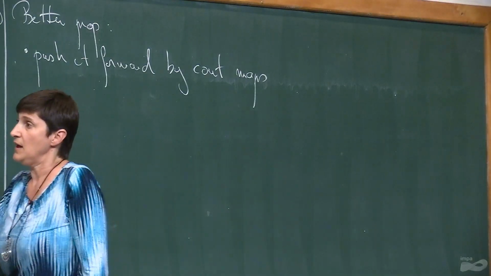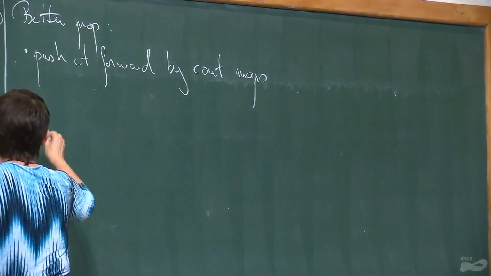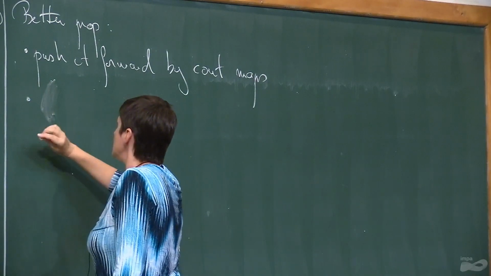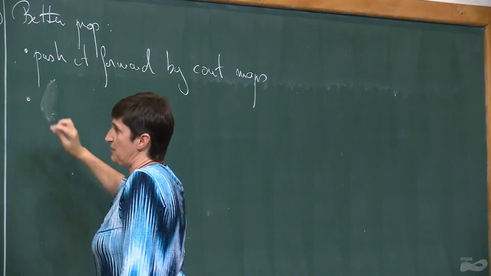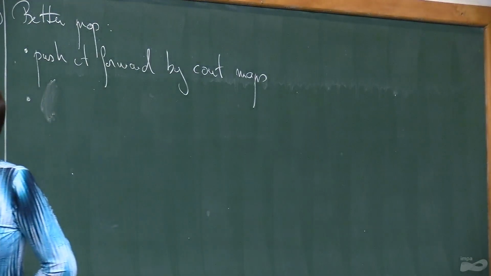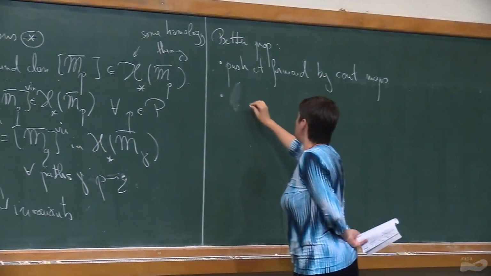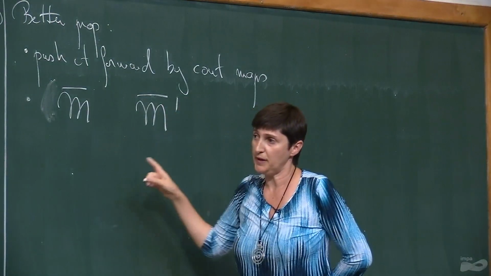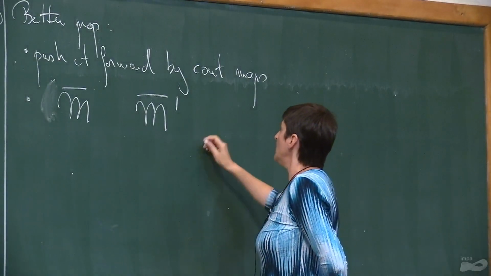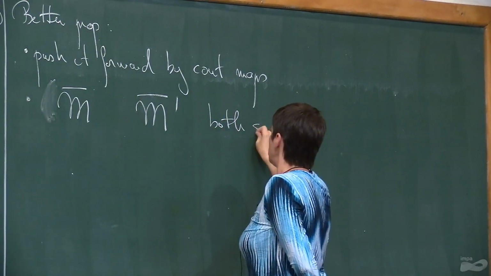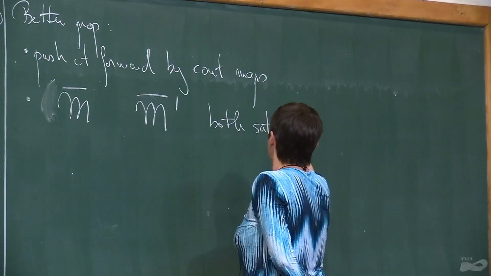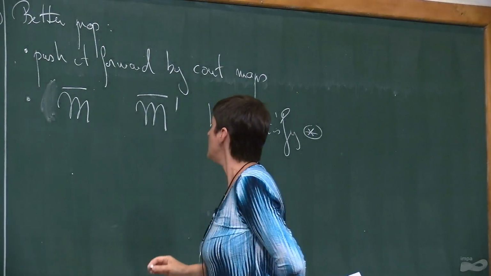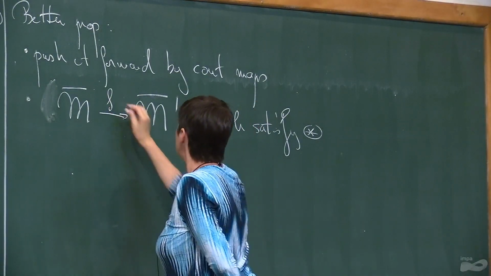So for example, if you have two compactifications, maybe I'll write it down. If you have two compactifications of the same space, I'll call them M bar and M bar prime. So these are two compactifications of the same moduli space. I'm going to assume they both satisfy this condition star, which is stated over there. And I have a map between them, F, which is continuous.